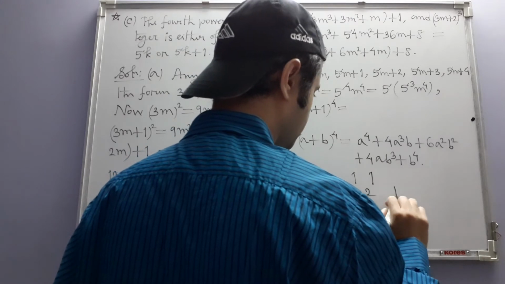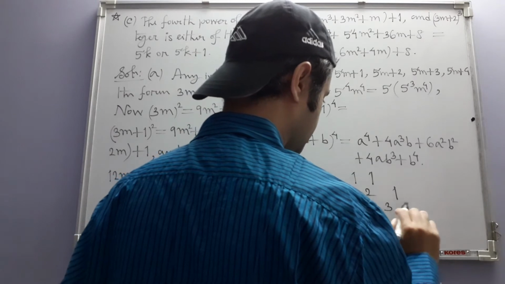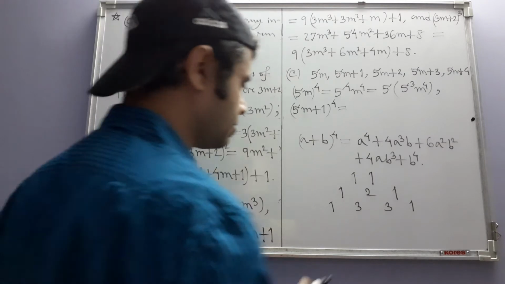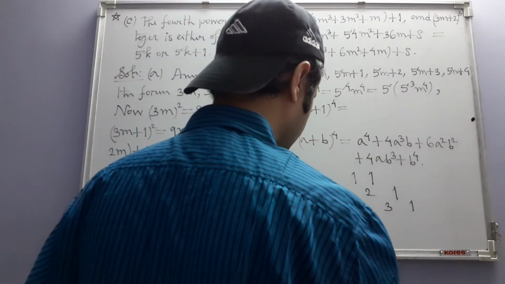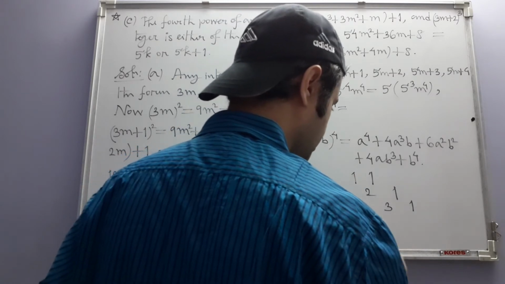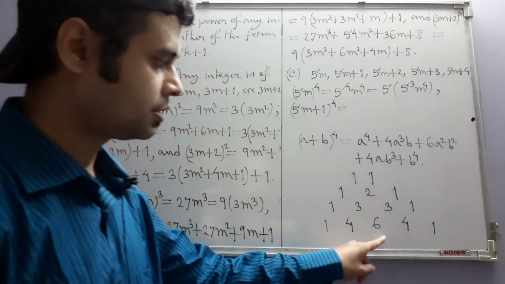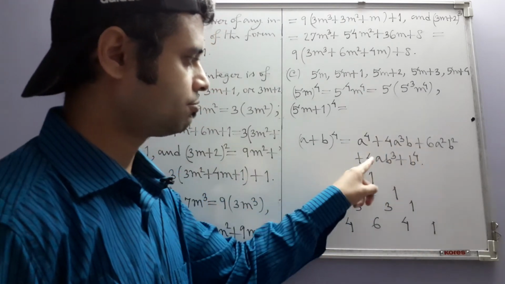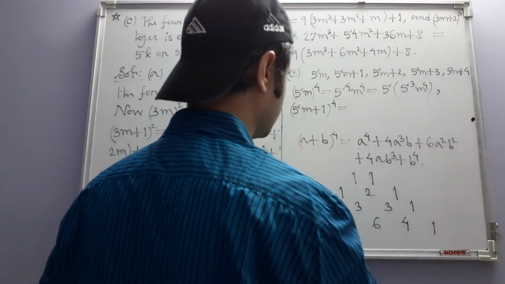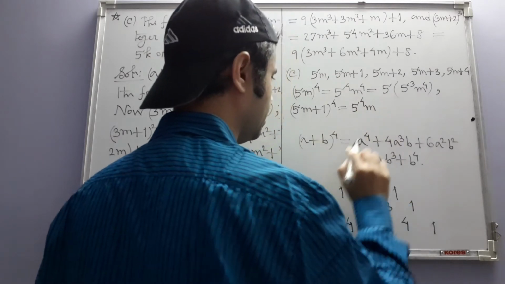1 plus 1 is 2, you have 1 here, 1 plus 2 is 3, 2 plus 1 is 3. In fact we can start from this row also, but just to show a part of the triangle I am doing this. 3 plus 1 is 4, 3 plus 3 is 6, 3 plus 1 is 4, and then 1. So 1 4 6 4 1. Okay, let us now carry out the expansion. 5 to the power 4 m to the power 4.